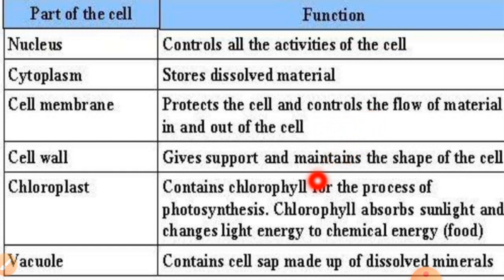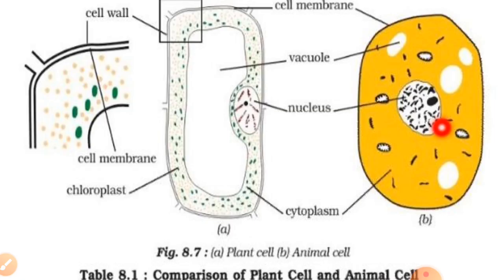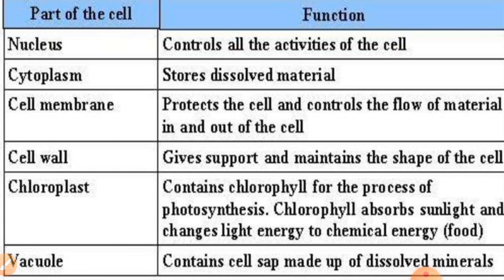Now next is the cell wall. Cell wall, you can see, is not present in the animal cell. It is present only in the plant cell. Okay, and what is the function? You can see, it gives support and maintains the shape of the cell.